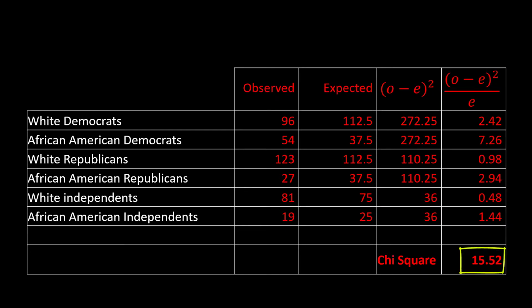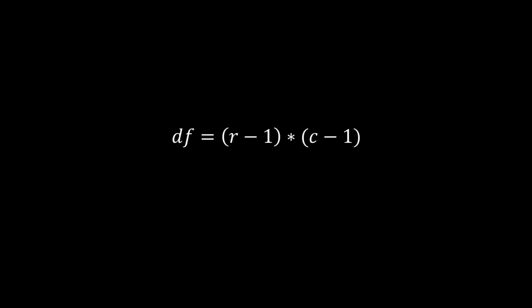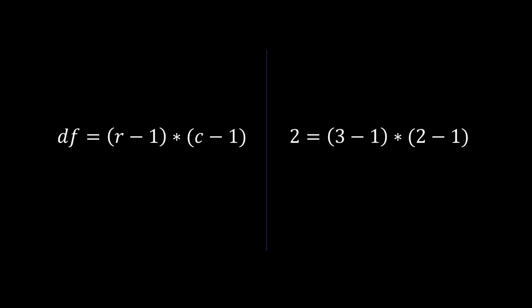Just like z and t, chi-square has a probability distribution, and we therefore need to look up a critical value for that distribution in a chi-square table. To do that, we first need to figure out the degrees of freedom that we're working with. For chi-square, the degrees of freedom are given by the number of rows in the table, minus 1, times the number of columns in the table, also minus 1. In this case, there are 3 rows and 2 columns, so we have 3 minus 1 times 2 minus 1, which equals 2.